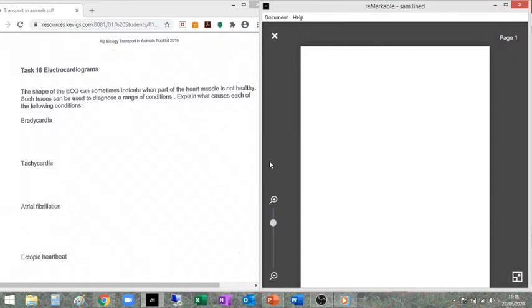So bradycardia. This tablet was running at a bit of a lag just earlier, so we'll see how this goes. Now, for your heart rate to be going really, really slowly, a cause could be that you've damaged, and this could be by infection, the heart tissue.